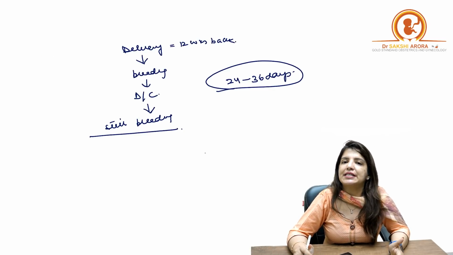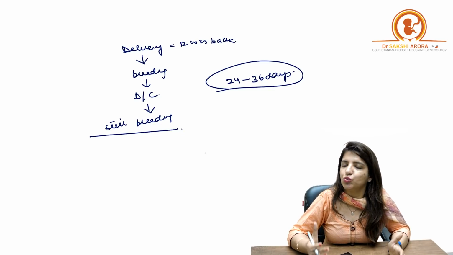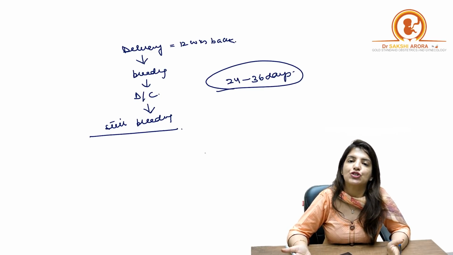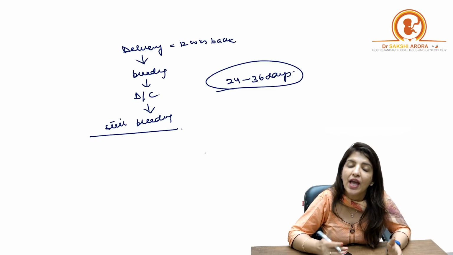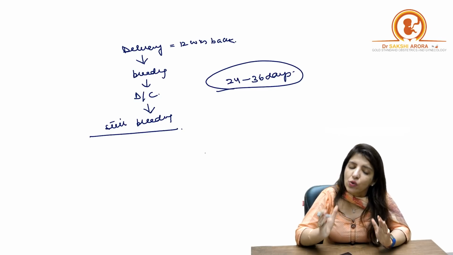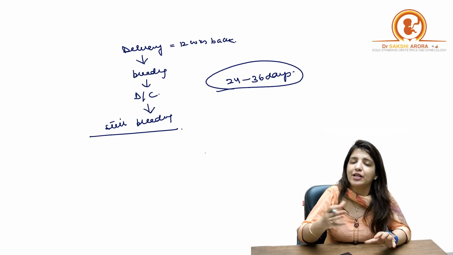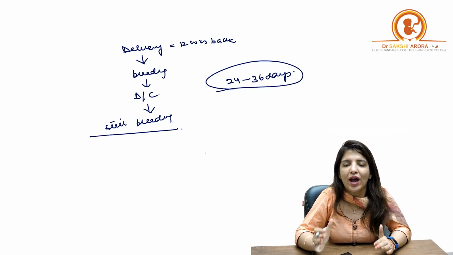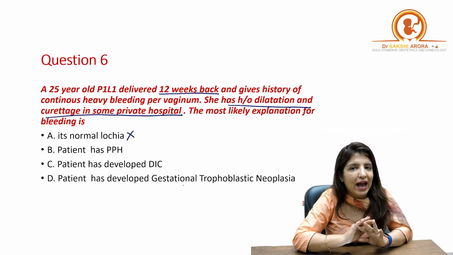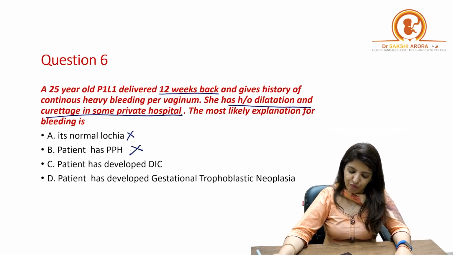Now, if the patient is having bleeding after 24 hours of delivery, that is what is called secondary PPH. And the most common cause of secondary PPH is retained placental tissue. And over here, in this case, the patient has undergone DNC. So, if it were a case of secondary PPH due to retained placental tissue, bleeding should have stopped after DNC. But in this case, bleeding has not stopped after DNC. So, it is not a case of PPH.